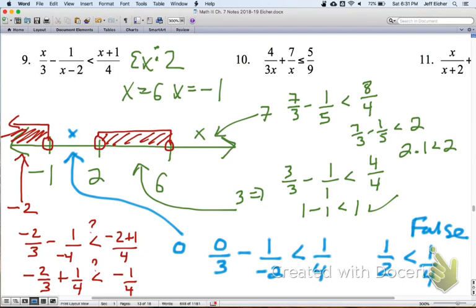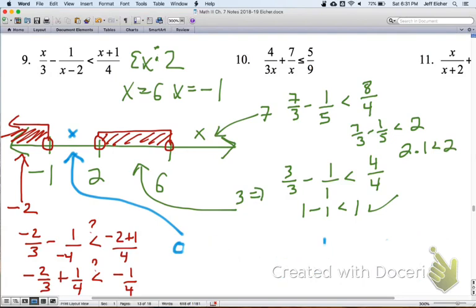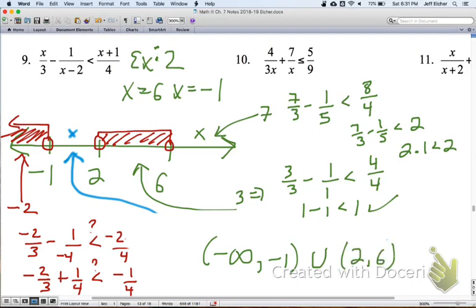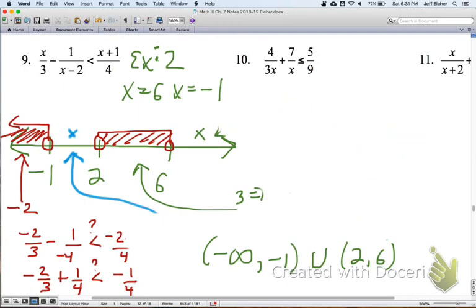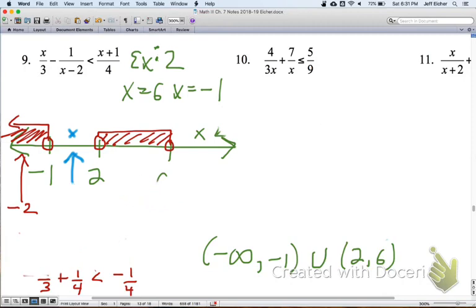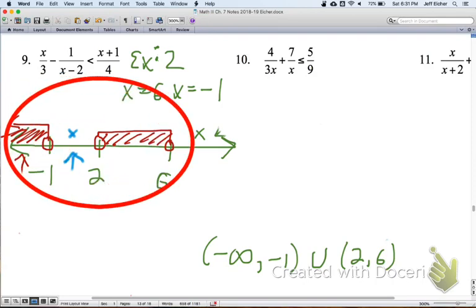So our answer, after all this checking, would be negative infinity all the way to negative 1, those are with parentheses, and then from 2 to 6. You could leave your answer just as a graph. I think this was a 6. So you can leave your answer like that.